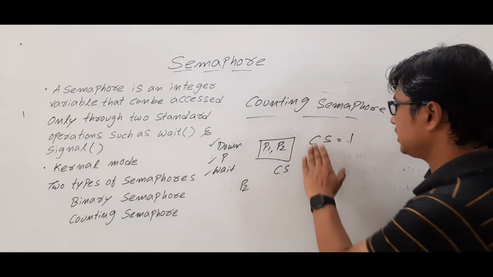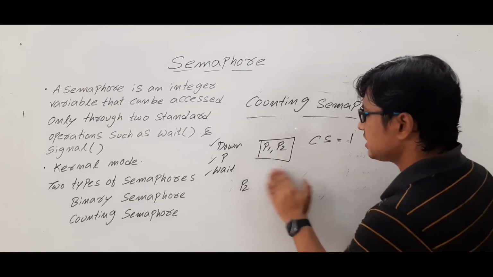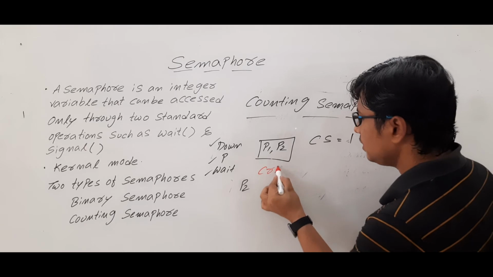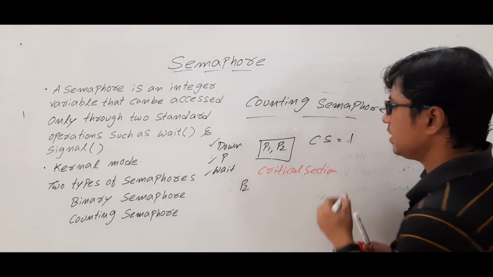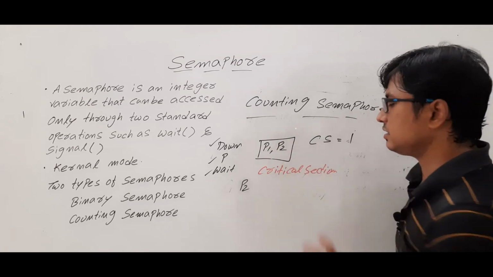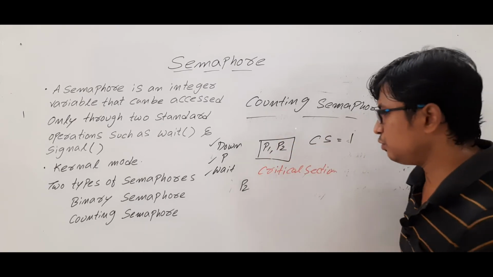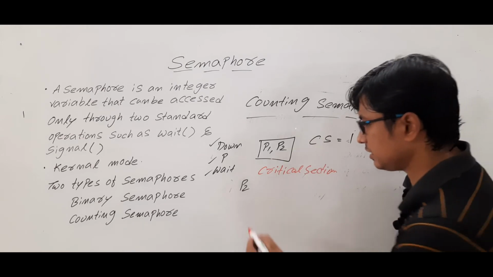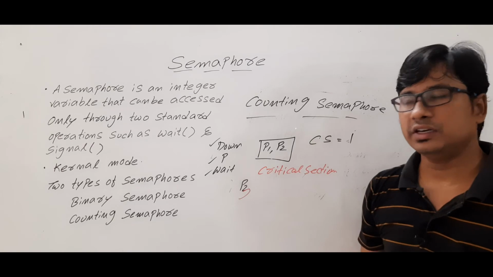Is it clear? Okay, I think maybe you are confusing this CS and this CS. This is the critical section, and this is the counting semaphore. Now how many processes are there in the critical section? Two processes are there, and the counting semaphore value is equal to 1, meaning one more process can enter into the critical section. Now process P3 wants to enter into the critical section.